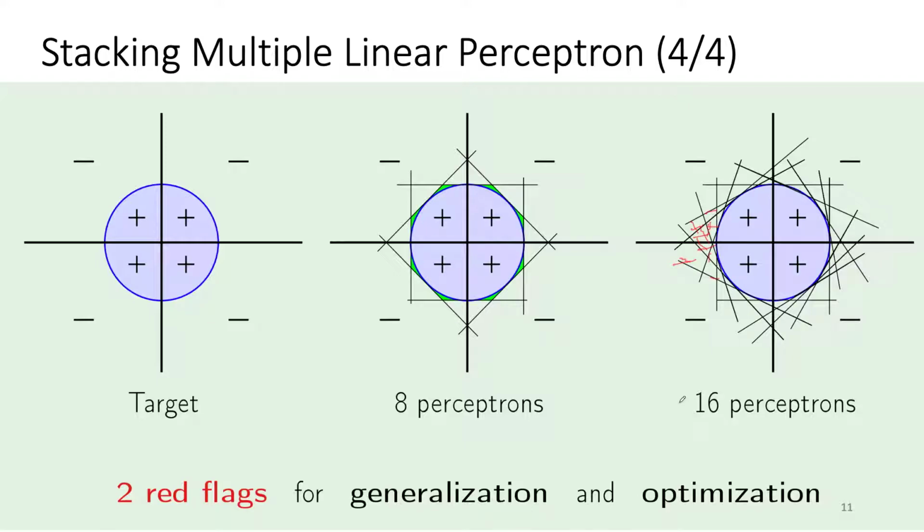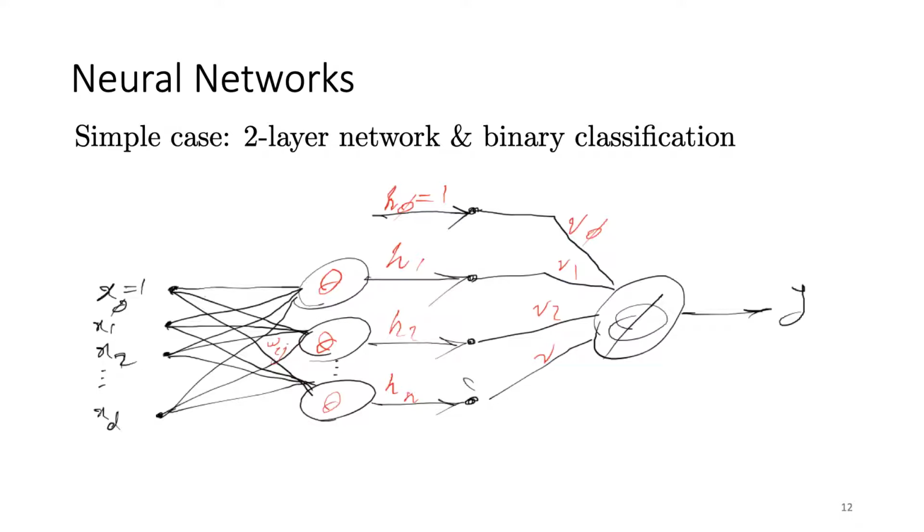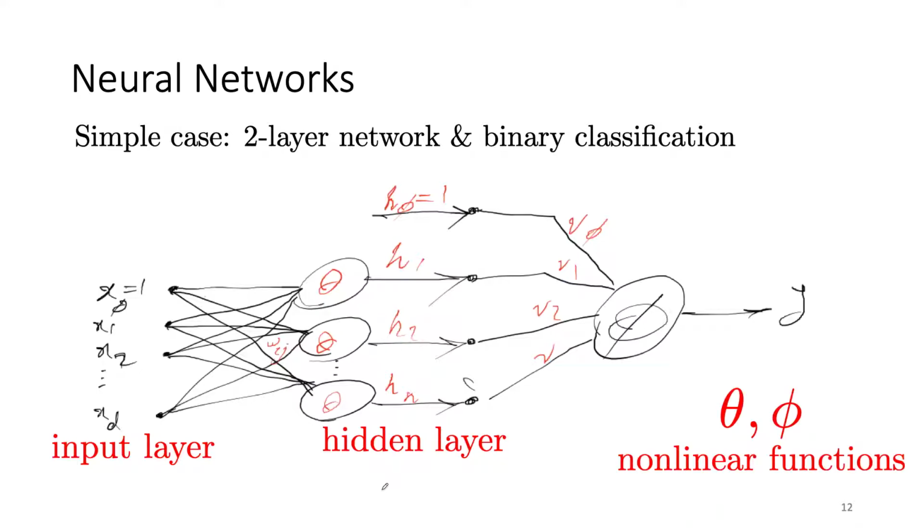So after this example, let's just talk about them in a more formal way. So let's define neural networks. In a simple case, we can define neural networks by a two-layer network and a binary classification, just like what we saw there. So this is your input layer. Each of those have their own weight, so they can be connected to the next layer. We call this the hidden layer. You can have many hidden layers, right? And then this is your output. Within this paradigm, we have a theta here, and we have a phi there.